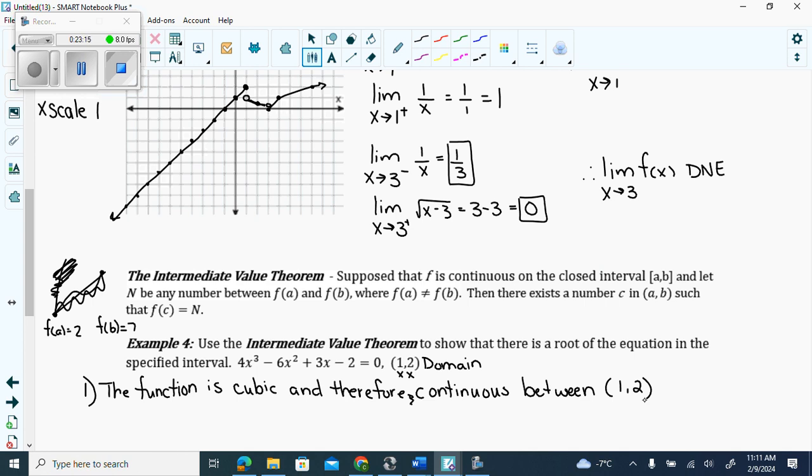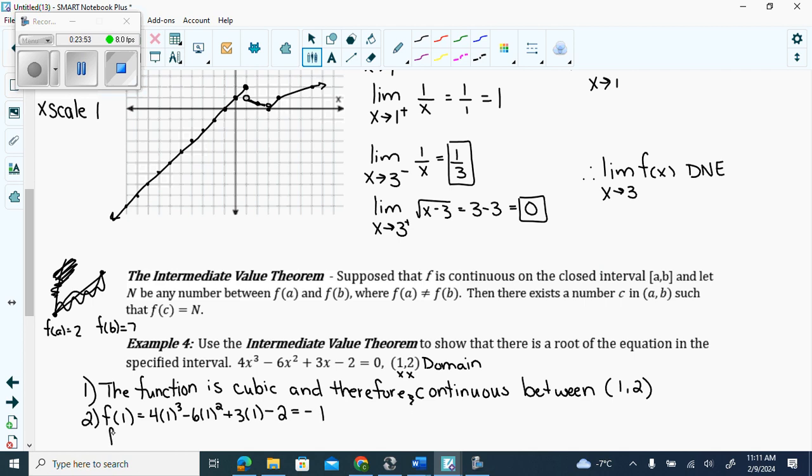One, state that it's continuous, so it has to be between those values. Two, find f of the two values. So I'm going to find f of 1. I get 4 times 1 cubed minus 6 times 1 squared plus 3 times 1 minus 2. Some people say, why can't I just find the x-intercepts? Because it didn't ask you to. It says using the intermediate value theorem show that there is going to be an x-intercept. So I have 4 minus 6 plus 3 minus 2. So I have 7 minus 8, so it's negative 1.